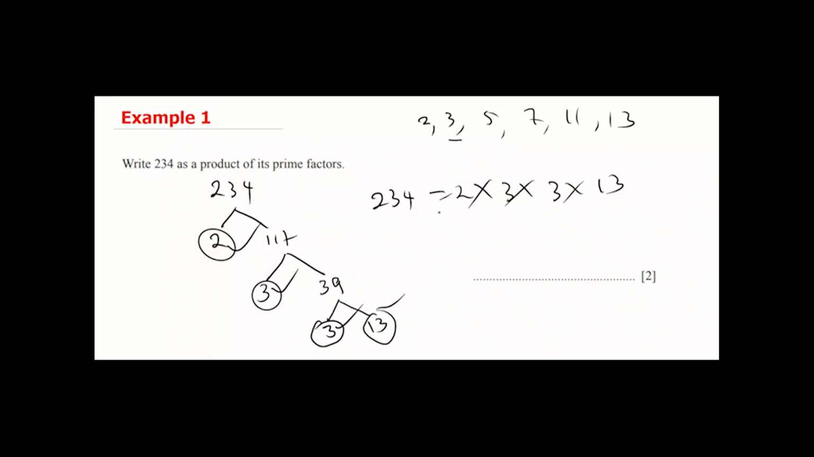So if I want to write it in index form, it will be 2 times 3 to the power of 2 then by 13. So this will be my answer here.